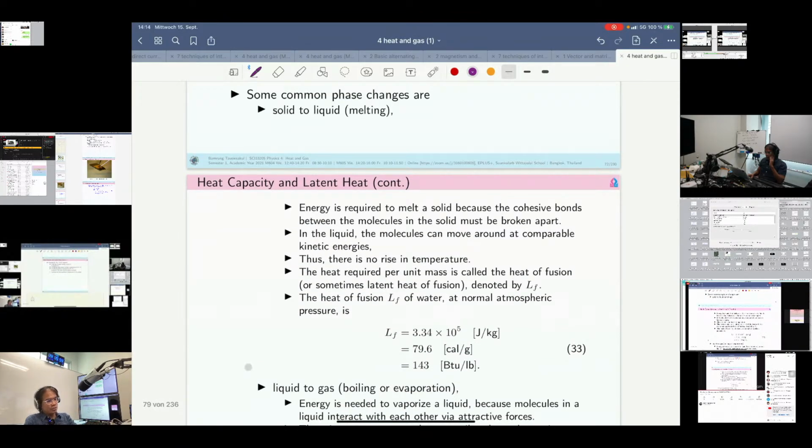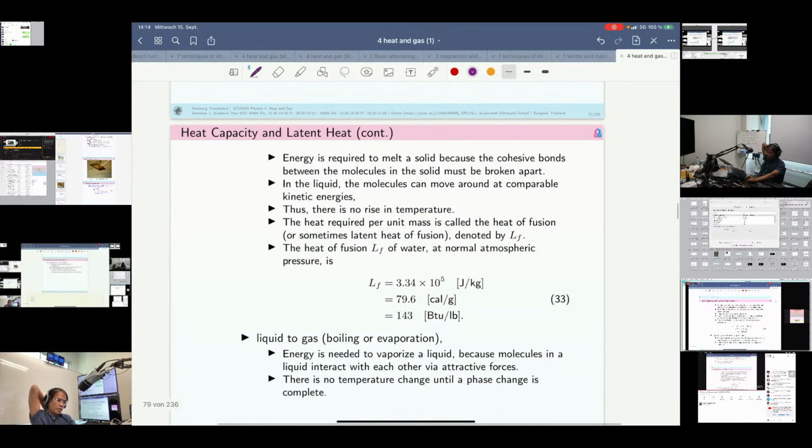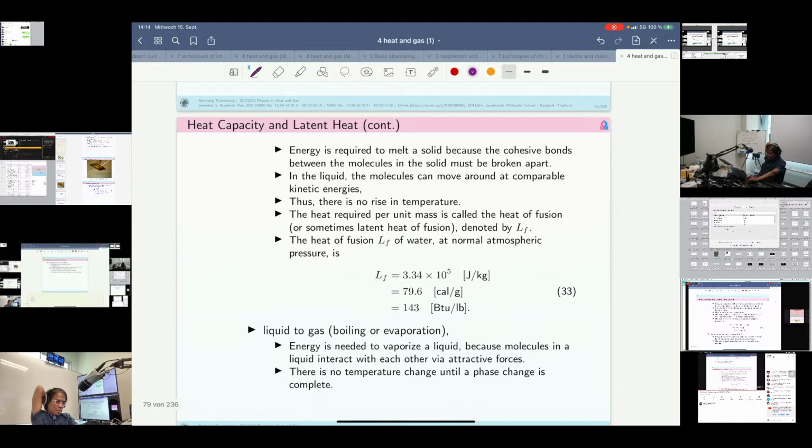And from liquid to gas, okay, it's the boiling process. Or if you convert it the other way, it's going to be called evaporation, right? Condensation is when you take gas to liquid, but if you change from liquid water to water vapor, it's called boiling.